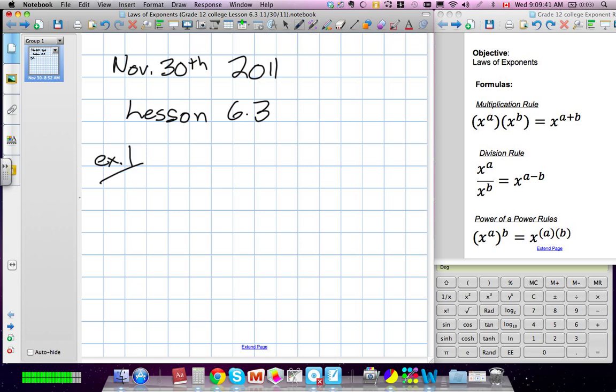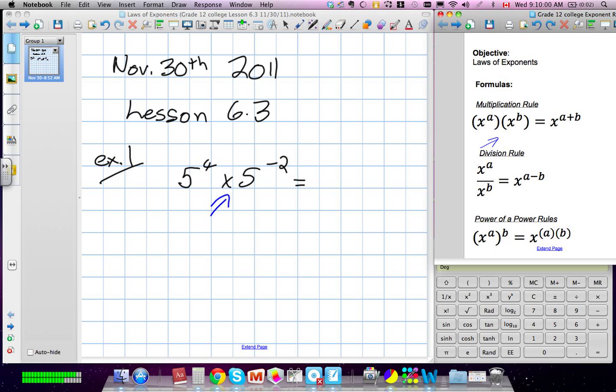Very first example, we have a question that says 5 to the power of 4 multiplied by 5 to the power of negative 2. Okay? So this is a multiplication rule. It's a multiplication sign in between both of these. Now, I'm going to talk about the multiplication rule. What it says is 2 exponents with the same base. That's x and x. So the bases are the same. And in this question, we have 5 and 5.